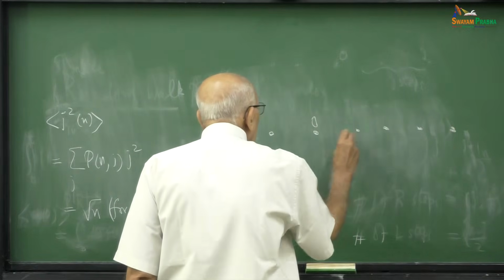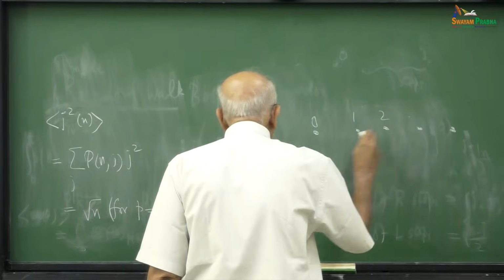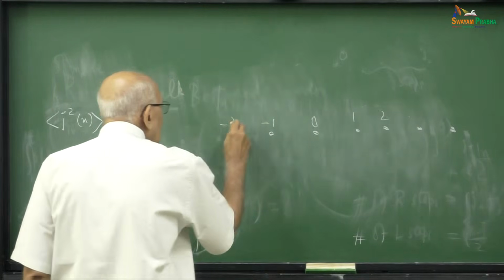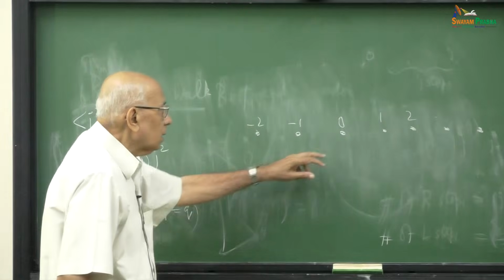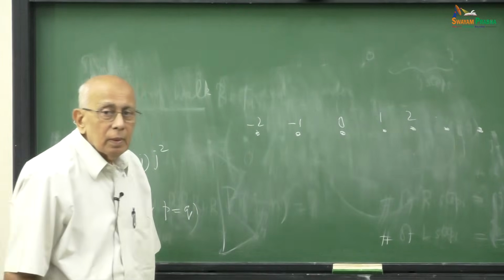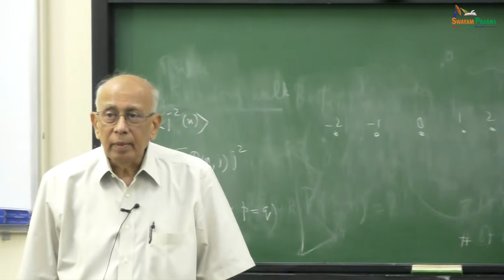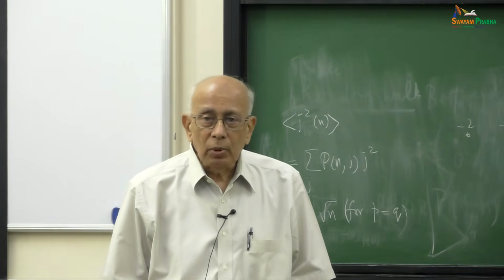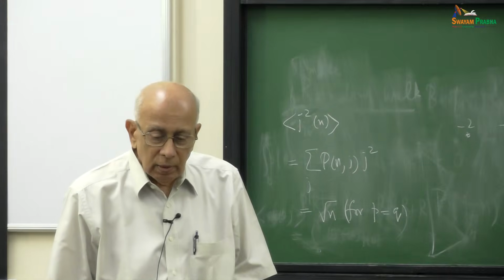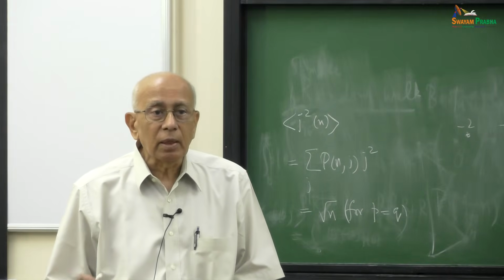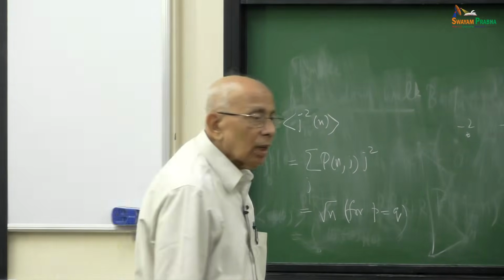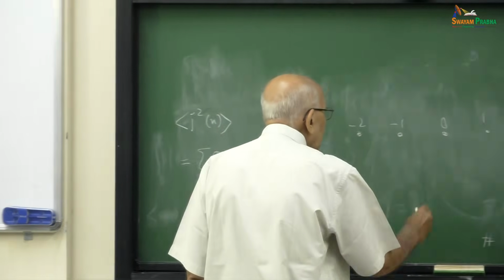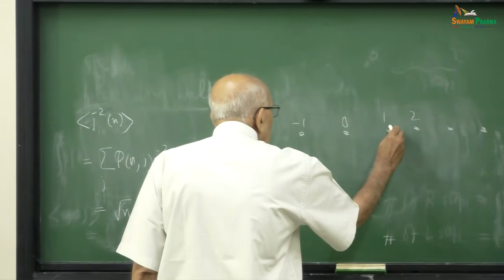Here's the lattice, labeled 1, 2, etc., and minus 1, minus 2. Again, I start at 0. I want to know the mean time it takes to travel a certain distance, and I want to compute this by calculating the mean time it takes to travel unit distance and to travel double the distance.